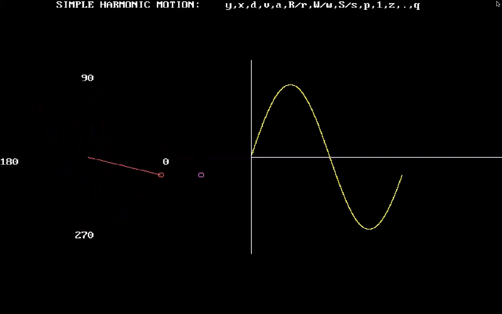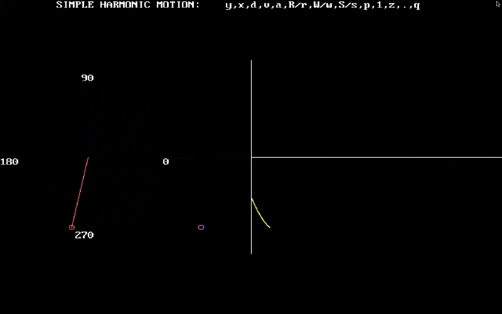What does this graph look like? Here we are at the equilibrium position, just crossing the x-axis. So this is a graph of displacement from the equilibrium position versus time.